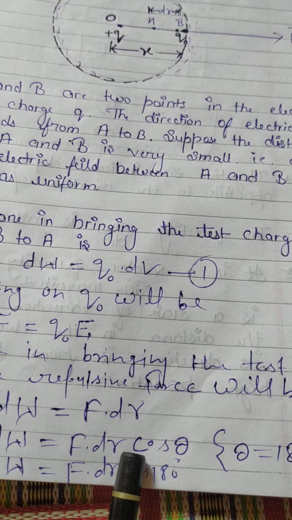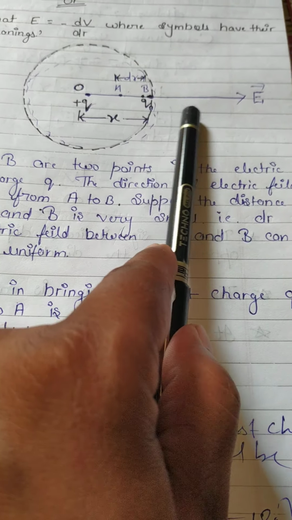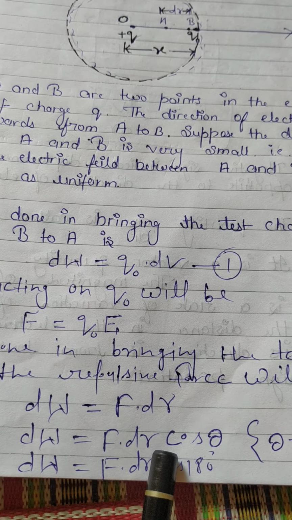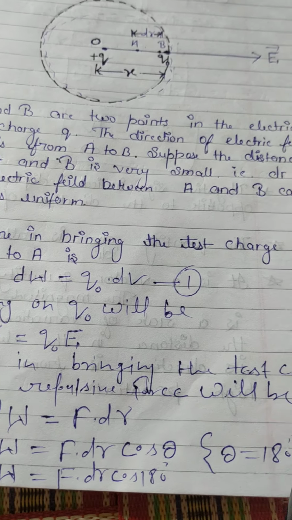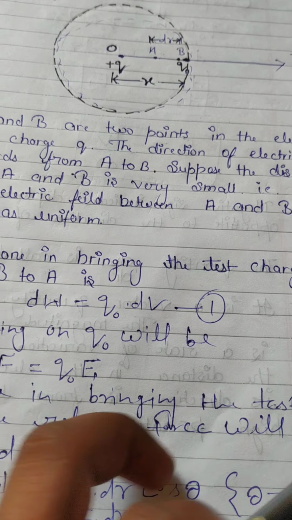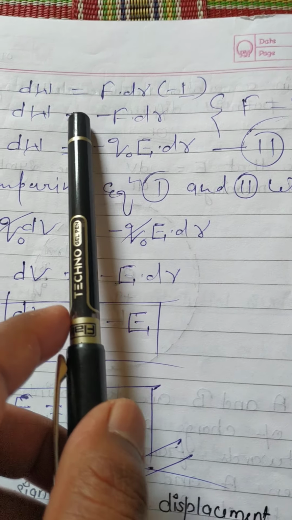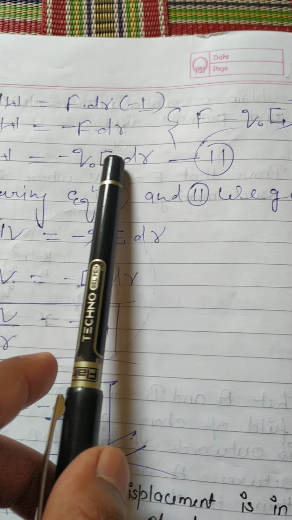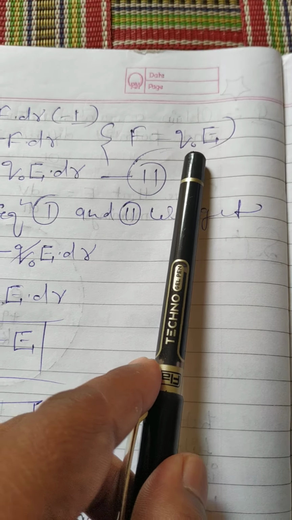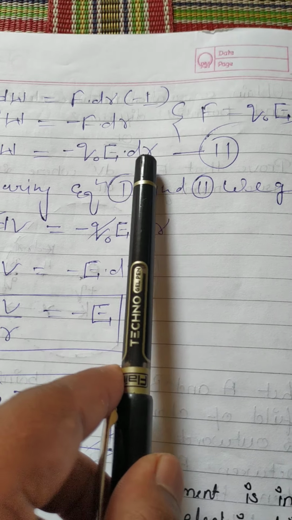dW equals force into displacement into cos theta, where theta is the angle with the horizontal axis. Theta equals 180 degrees, so dW equals F dr cos 180. Cos 180 is minus 1. dW equals F dr into minus 1, so dW equals minus F dr. F equals Q0 E, so dW equals minus Q0 E into dr.